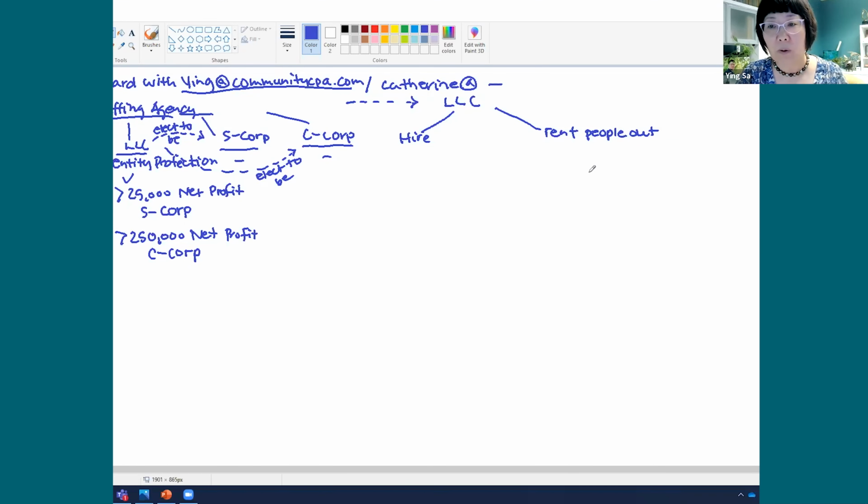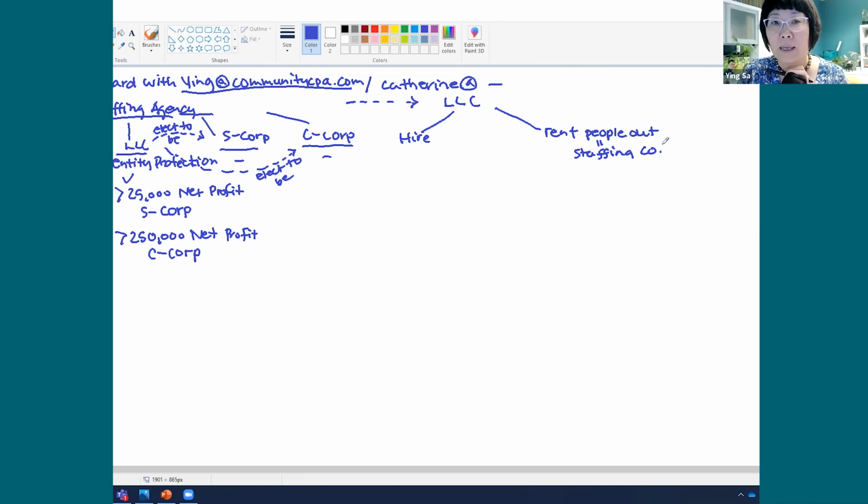Basically, you're renting people out. That's why they give you this nice English staffing company. You are a staffing company. You are the one renting people out. So people's salary is your cost of goods sold.